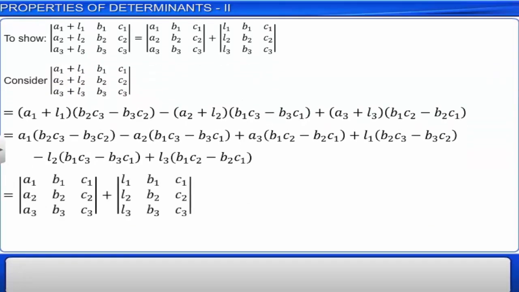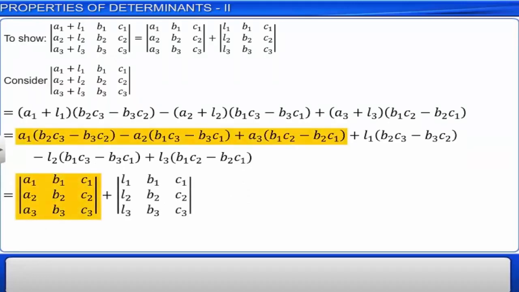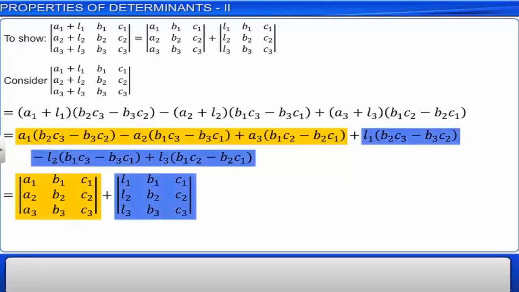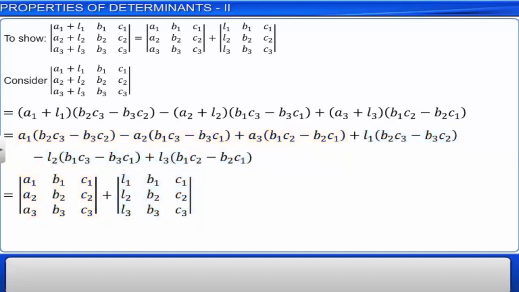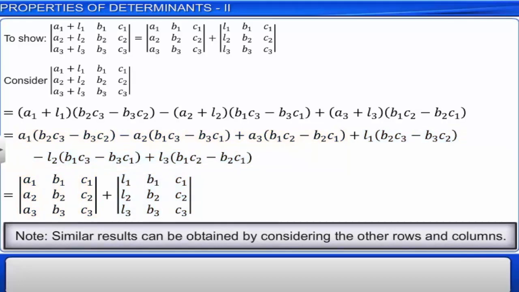Observe that the first three terms are the expansion of the first determinant along the first column and the last three terms are the expansion of the second determinant along the first column. This is the required right-hand side. Note that similar results can be obtained by considering the other rows and columns.